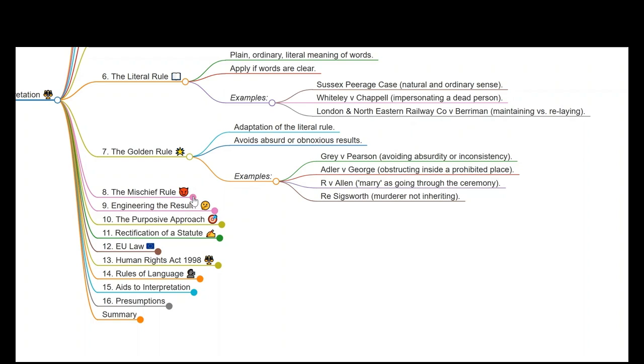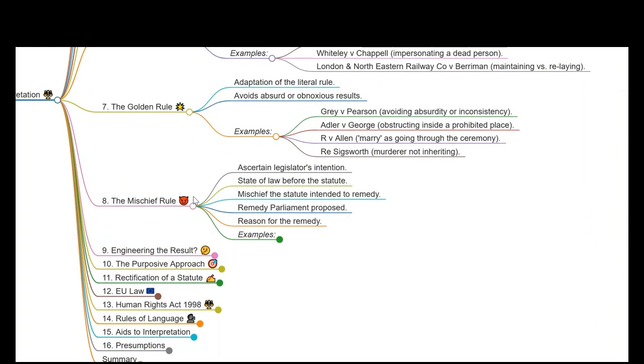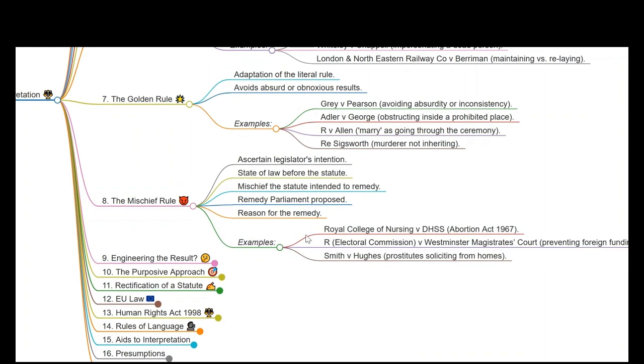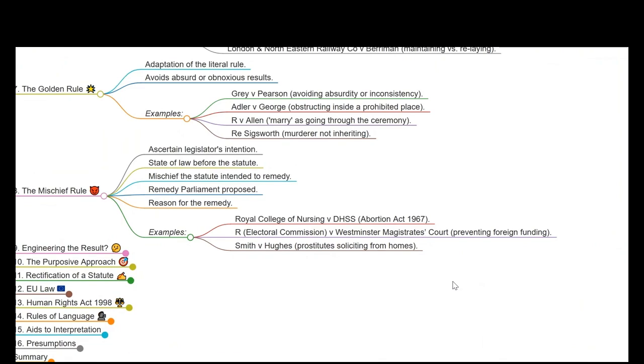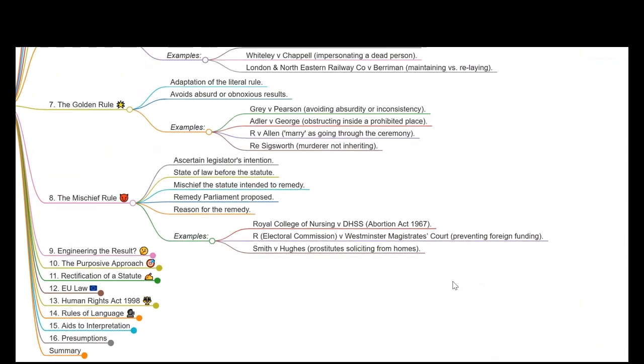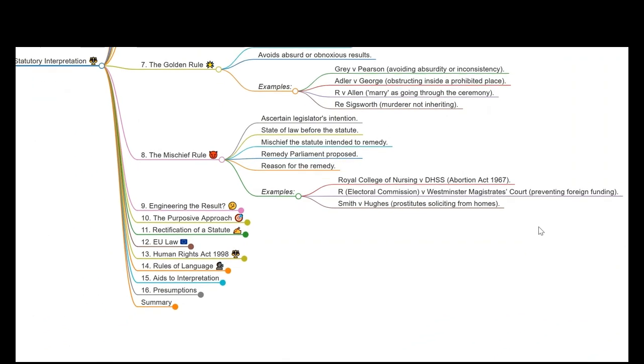8. The Mischief Rule. The Mischief Rule requires the interpreter to ascertain the legislator's intention. This involves considering the state of the law before the statute, the mischief the statute intended to remedy, the remedy Parliament proposed, and the reason for that remedy. The cases of Royal College of Nursing v. DHSS, Electoral Commission v. Westminster Magistrates Court, and Smith v. Hughes are great examples of the mischief rule in action.